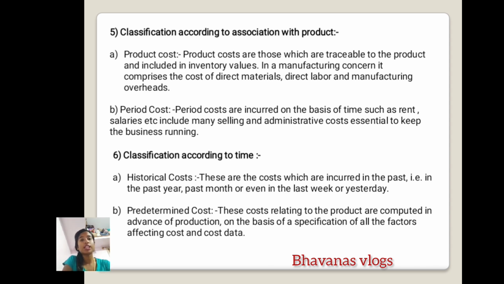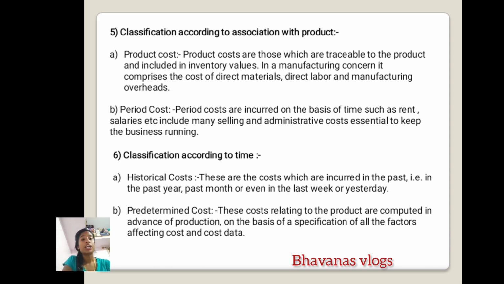And the next classification is classification according to time. In time we have historical cost and predetermined cost. Historical costs are those costs which occurred in the past, decades or years or months, or last week or yesterday. The cost which was used in the past, before, in a month or in a week, will come under historical cost.